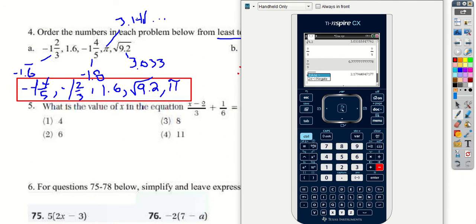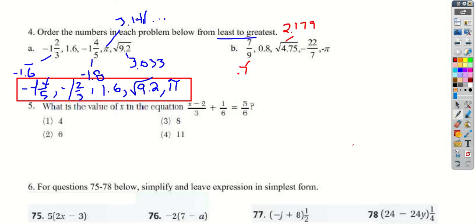Negative 22/7, control enter. It did not do a decimal. What is going on here? Negative 3.142. And we know pi is negative 3.141.